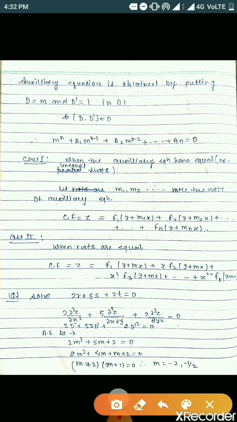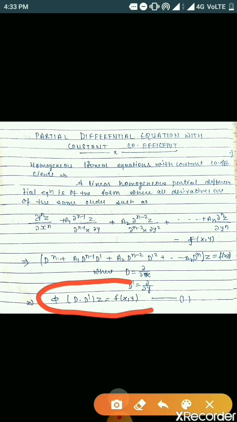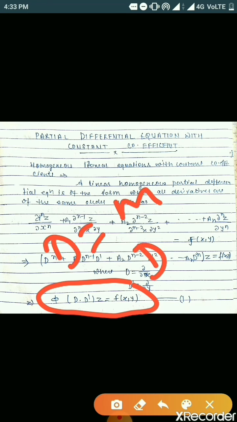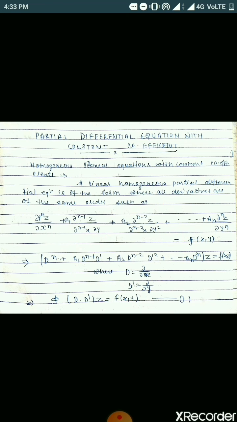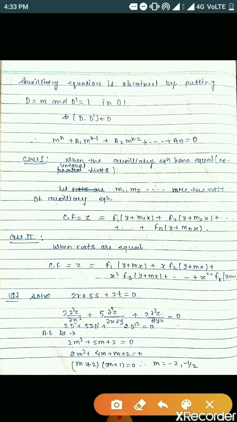Then the auxiliary equation. How can we obtain the auxiliary equation of these functions? So we will put D equals to m and D dash equals to 1 in equation number 1. In this equation we put D equals to m and D dash equals to 1. So the equation becomes phi(m, 1) equals to 0. And therefore m to the power n plus a1 m to the power n minus 1 plus a2 m to the power n minus 2 plus up to plus an equals to 0.